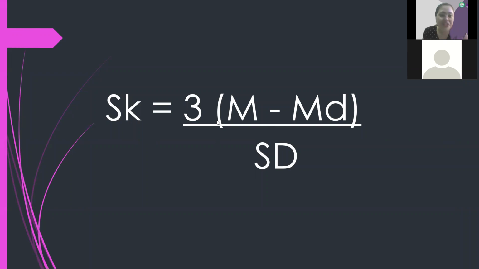Skewness is equal to 3 times capital letter M. Capital letter M is the mean. And then minus the MD. MD is the median, divided by the standard deviation. Okay, that's our formula again for the skewness. 3 times the mean minus the median divided by the standard deviation. Actually, marami tayong formula for skewness. May iba't ibang formula ito.